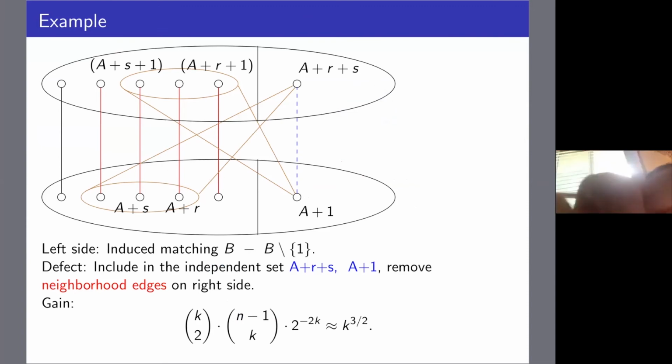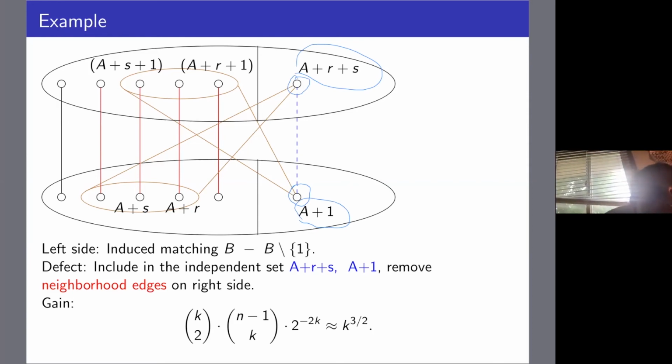So here I try to do the same defecting as we had for the hypercube. So in this picture, these edges on the left side correspond to the induced matching, and on the right side I choose 2 sets in the form like a plus r and a plus r plus s, where r and s are just directions, and I add these 2 vertices to my independent set that I want to generate. And if I put them into my independent set, then I have to remove their neighborhood. And for the rest of the induced matching edges, I still have 2 choices to make.